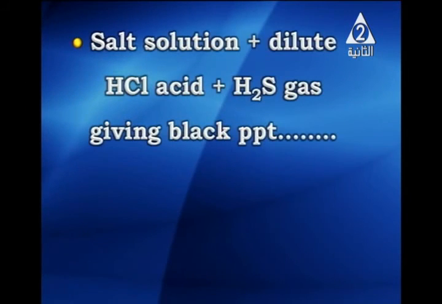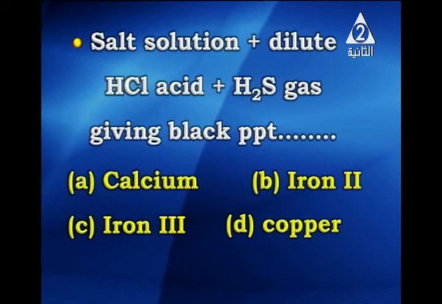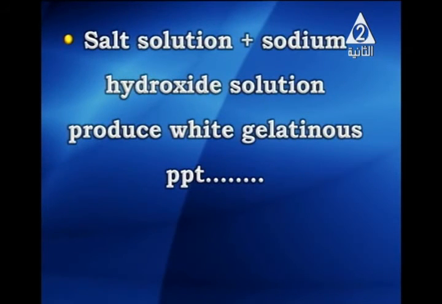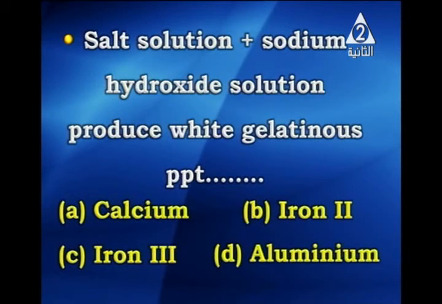Next one. Salt solution plus dilute hydrochloric acid and hydrogen sulfide gas gives black precipitate of what? Is it calcium, iron 2, iron 3, copper? Yes, it will be copper. Next question. Salt solution plus sodium hydroxide solution produces white gelatinous precipitate of what? Is it calcium or iron 2 or iron 3 or aluminum? Yes, if you think about it, it will be aluminum.